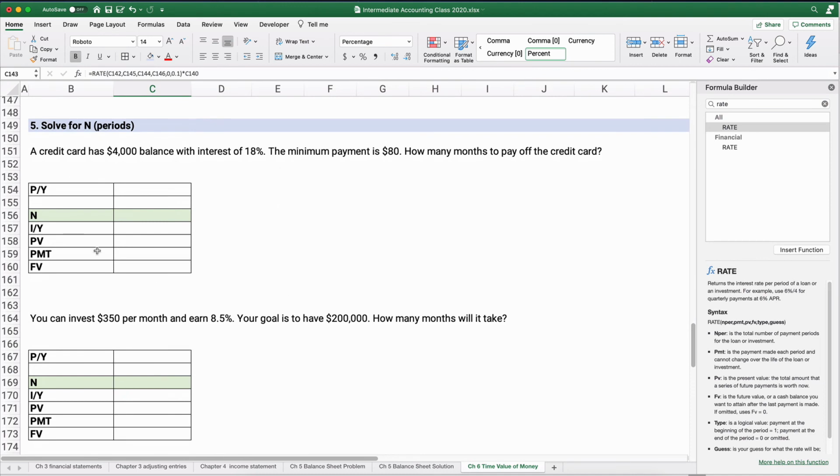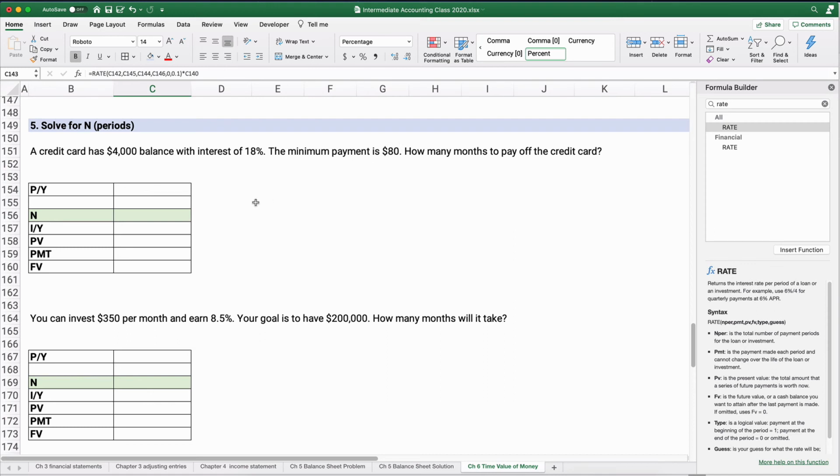All right, our last section is we're going to solve for N, or the number of periods. So let's do a credit card. The credit card has a $4,000 balance with an interest rate of 18%. The minimum payment is $80. And how many months does it take to pay off the credit card if you make the minimum payment?